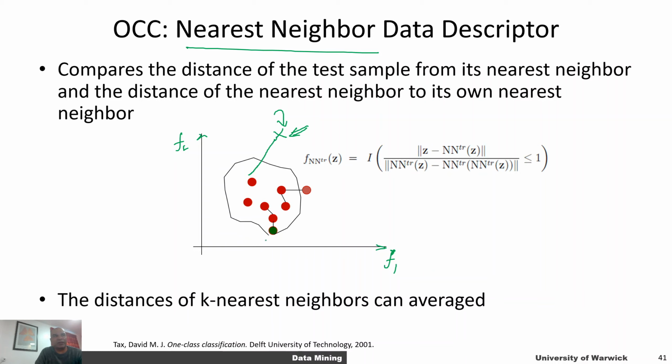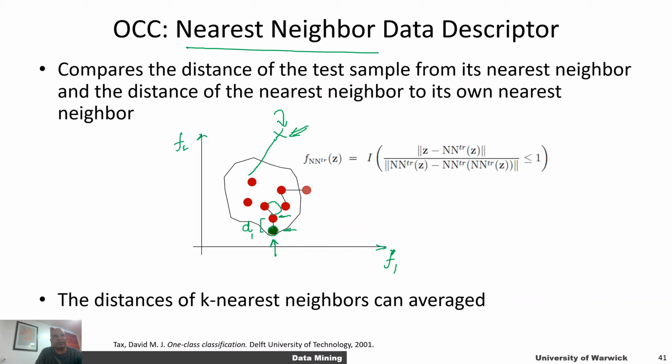What it does is that for a given example, let's say this example over here, what you do is you determine its nearest neighbor in the training set. So if this green example is a test example, you determine its nearest neighbor and you calculate this distance. Let's call it d1. And you divide it by the distance of your nearest neighbor example with its nearest neighbor example.